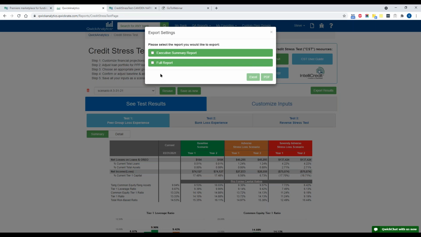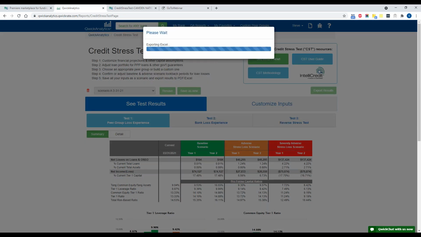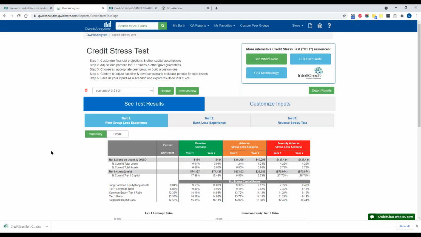You can also export it to Excel. The neat thing about the Excel export is that not only does it retain all the shading and spacing and formatting of the interactive environment, so it has readability, so to speak, even in the Excel environment.